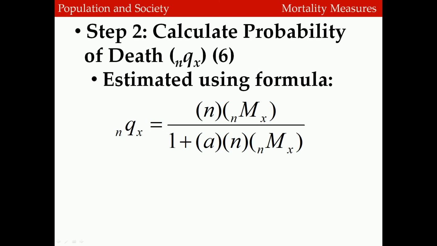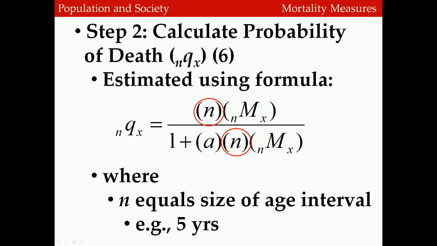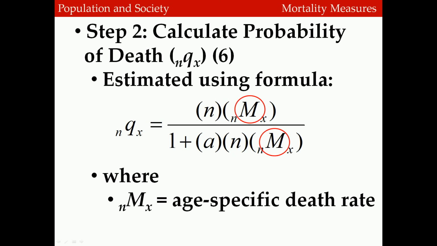And that's actually calculated using a formula. In this formula, our probability of death, nqx, is going to be equal to the value n in the numerator, and n is basically referring to the size of each age interval. Typically they're 5-year age intervals, although recall that some are only 1 year and some could include more than 5 years, for example like the 85 plus age range. In the numerator of the formula, and also in the denominator, we're going to multiply n by the age-specific death rate, the thing that we just calculated.